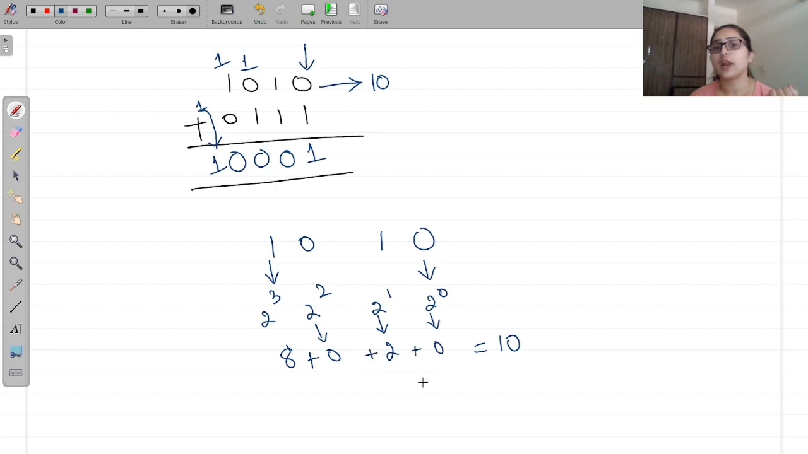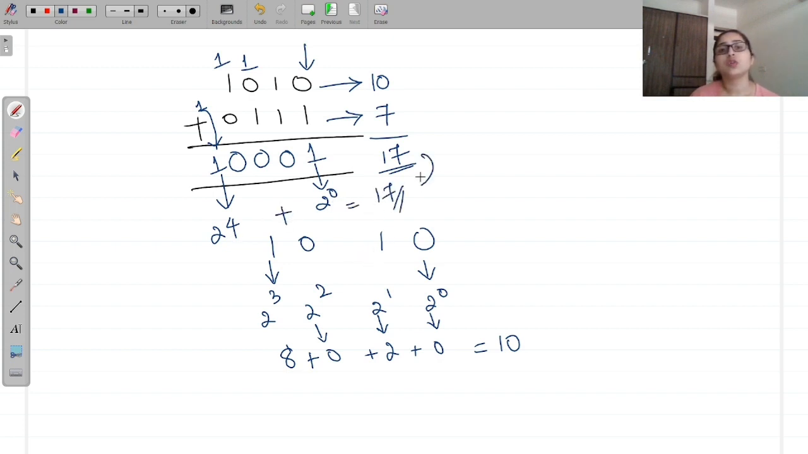Okay, if you are adding the weights, then you will be getting the decimal value. So this is 10, this is already we know 7. So the resultant should be having the value 17. So we will check if the value is 17. This is 2 to the power 0, 1, 2, 3. This is 2 to the power 4. 2 to the power of 4 plus 2 to the power 0 is equal to 17. So whatever the result you have obtained is right. This is a verification method.